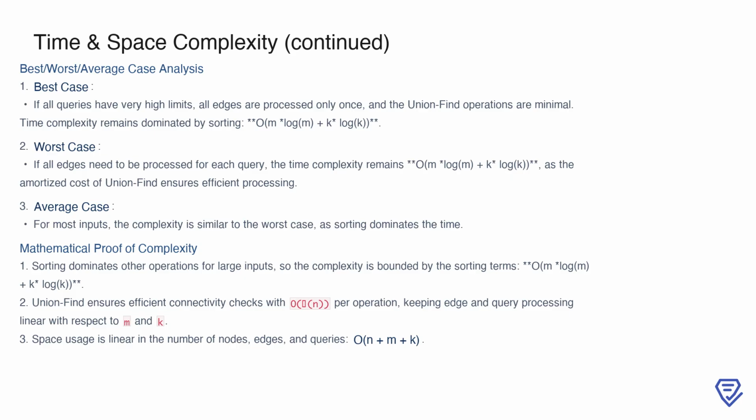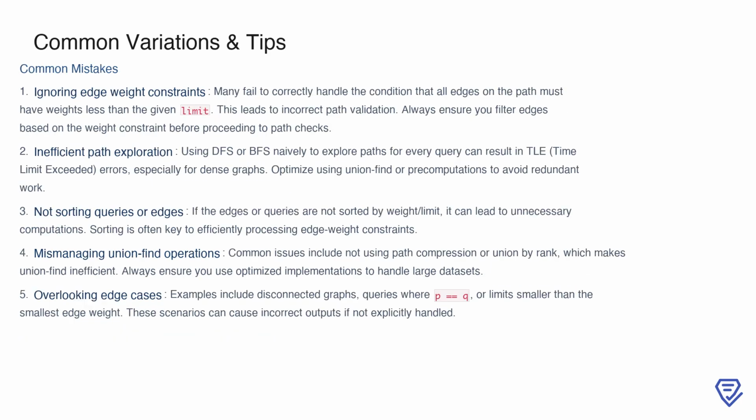On average, the complexity is also similar to the worst case since sorting dominates the overall runtime. Mathematically, sorting bounds the complexity, while union find ensures efficient connectivity checks with O(alpha(n)) per operation. The space usage remains linear, at O(n + m + k), due to the storage requirements of nodes, edges, and queries. In this section, we'll highlight some common mistakes to avoid when solving this problem.